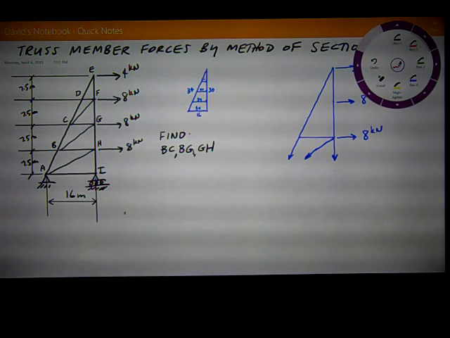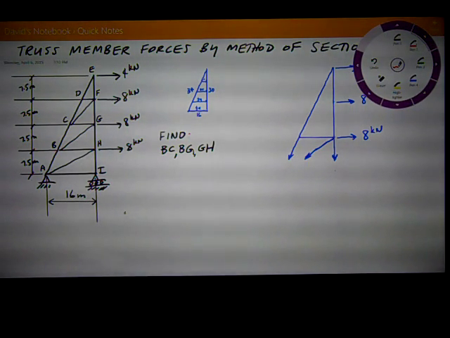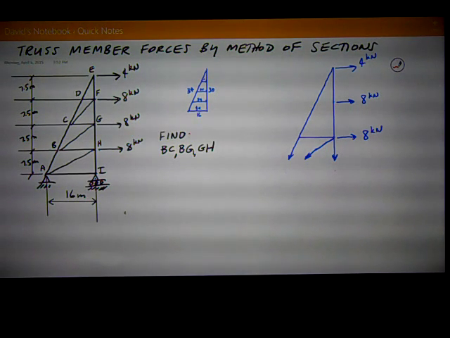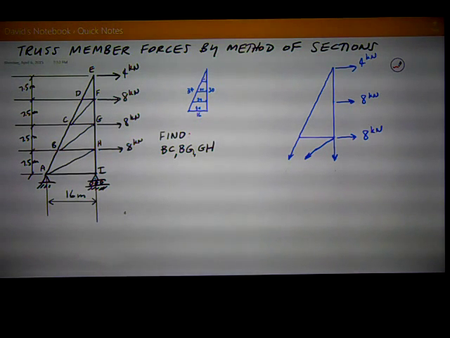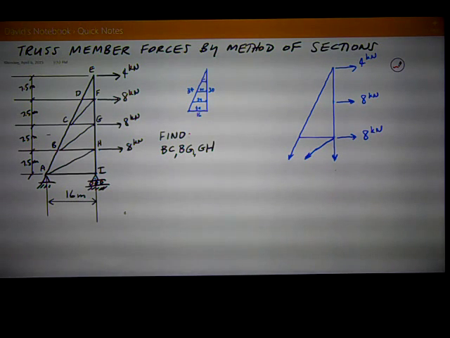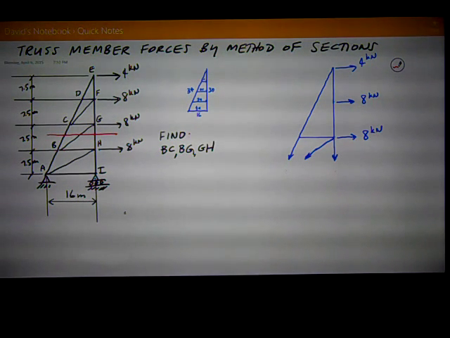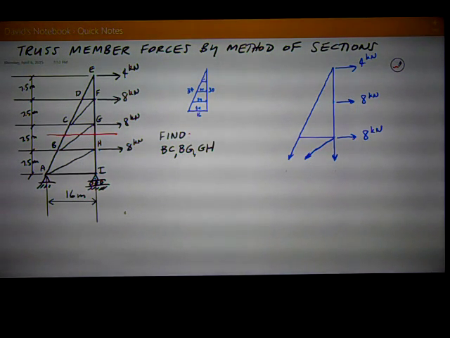So we want to find a section with the method of sections that we can cut, and cut no more than 3 members. And so coincidentally that just happens to be right there, which cuts the 3 members that we want to know the forces in.